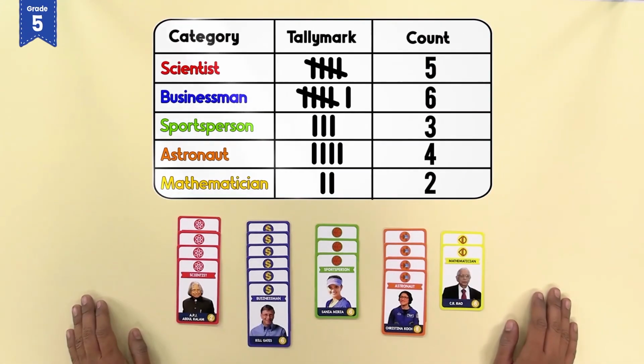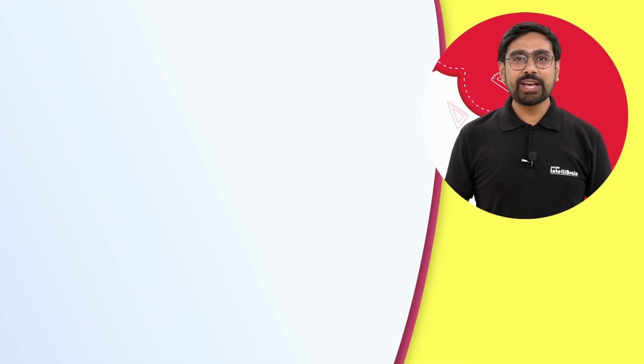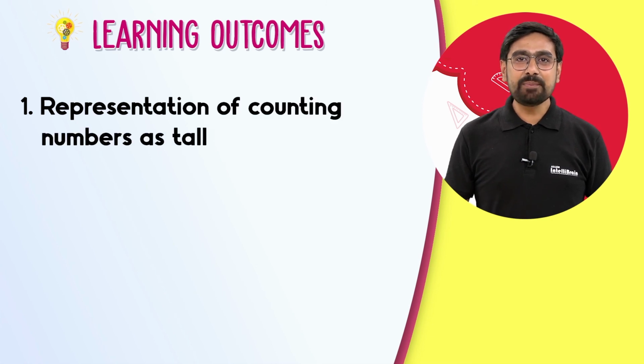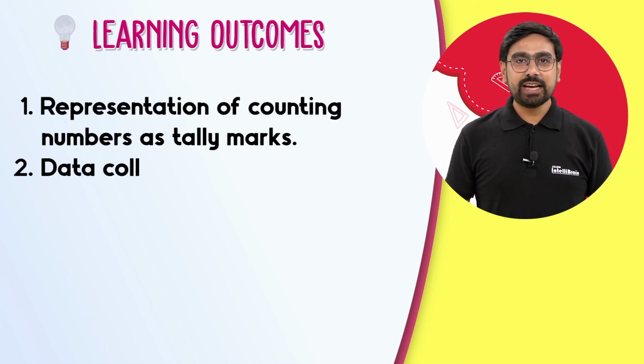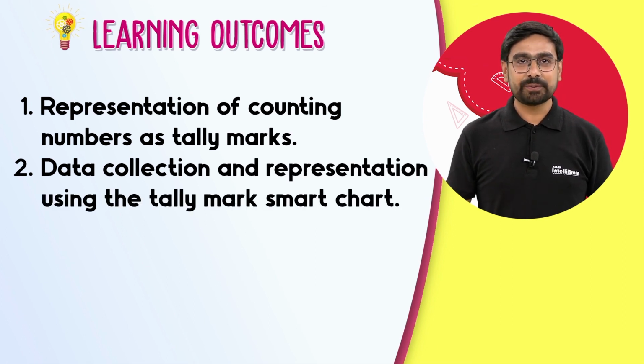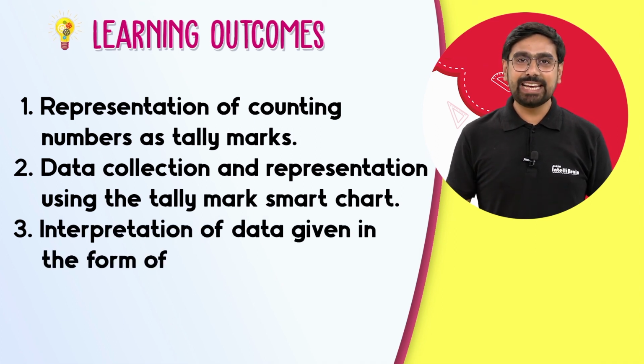This is the tally mark smart chart representing the data of 20 famous personalities from 5 different categories. We are sure that after performing the activity, you will have gained the expertise in the following concepts: representation of counting numbers as tally marks, data collection and its representation using the tally mark smart chart, and interpretation of the data given in the form of tally marks.